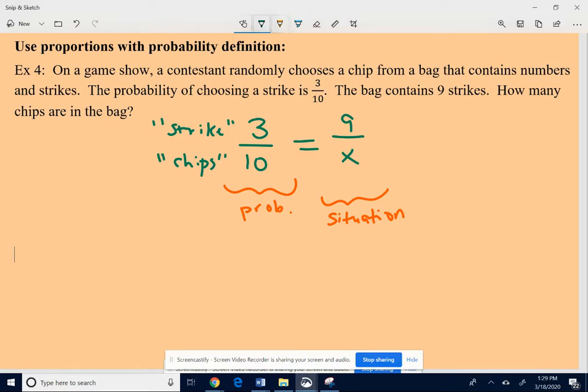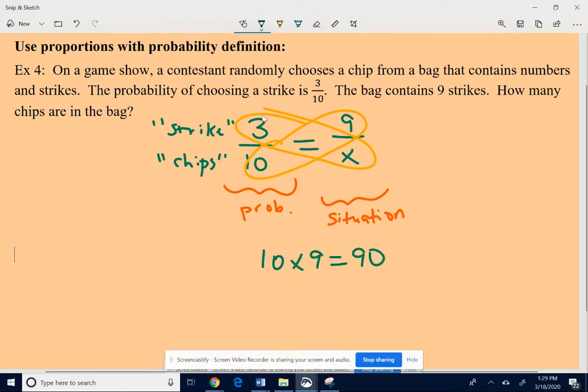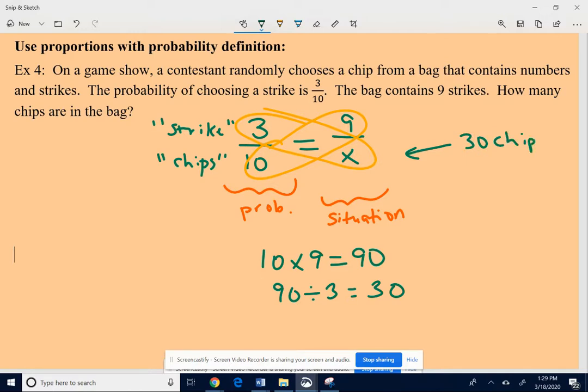Now it's just a matter of the butterfly. We're going to look at the butterfly, the two numbers that we have in the wings, 10 and 9. Multiply those together. And then divide that by the lonesome number in the other wing, the 3. 30. So we've figured out that there's 30 chips in the actual situation. There's 9 strikes and 30 chips.